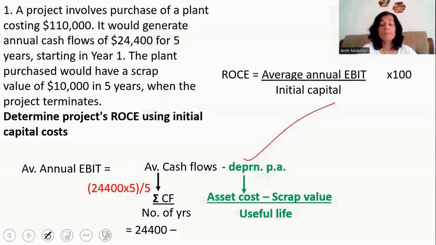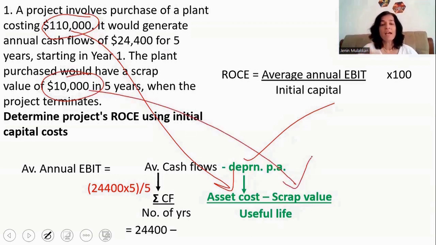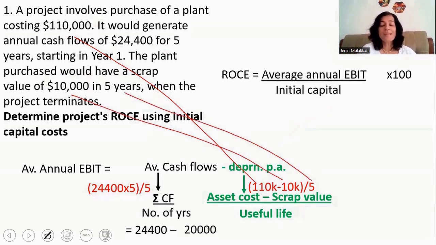Now coming to depreciation per annum. What is the asset cost? The asset cost is 110,000. The scrap value, they have said it is $10,000. And the useful life, they have said it is 5 years. So substituting these figures in the formula, we get 110,000 minus 10,000 divided by 5, which is equal to $20,000 per annum. So the average annual EBIT comes to 4,400.